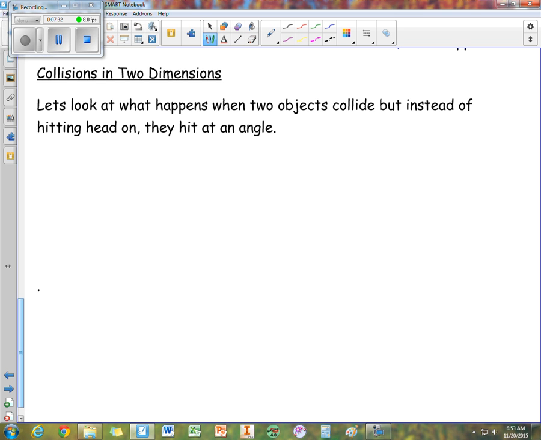So for example, let's say we're playing pool, so we have some billiard balls. The first one is moving at a velocity, so that means it has some initial momentum. It's getting ready to hit a second one, but notice it's at an offset. So the initial momentum of object 2, let's say, is equal to 0.